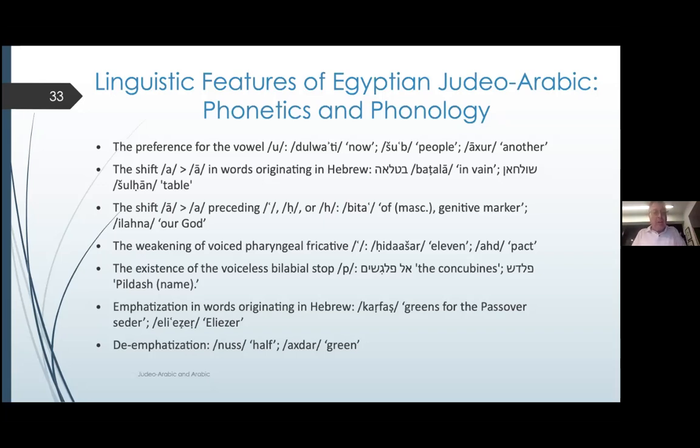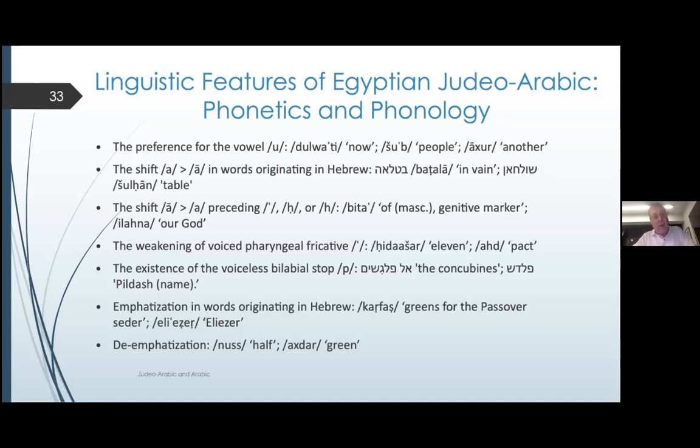Now, emphatization in words originating in Hebrew. So in Hebrew, we say karpas, and suddenly in Egyptian Arabic, we say karfos, "sword." Okay, it becomes velarized, right? Same thing, the name Eliezer. It's definitely emphatic here.